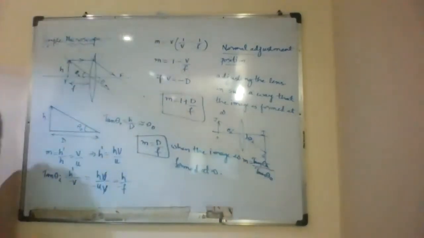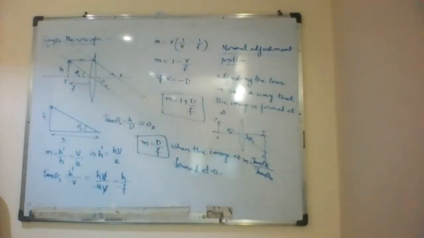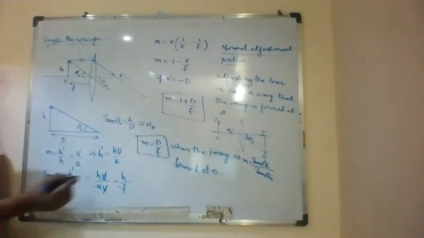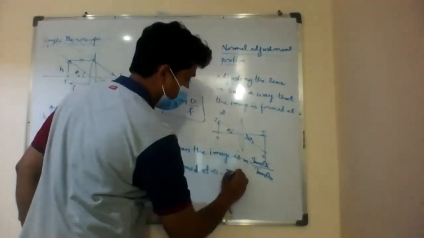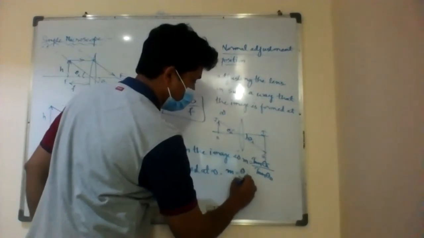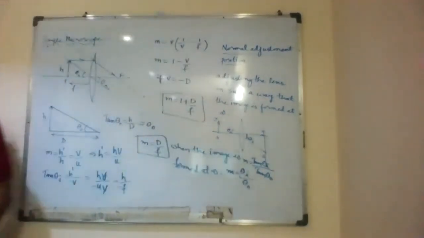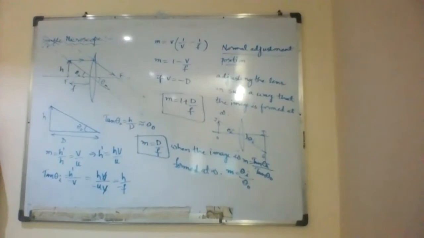Like this, tan theta I divided by tan theta 0. Because the angles are small, we are taking theta I by theta naught. I for image, O for object. Understood now? I for image, O for object. That is the convention.